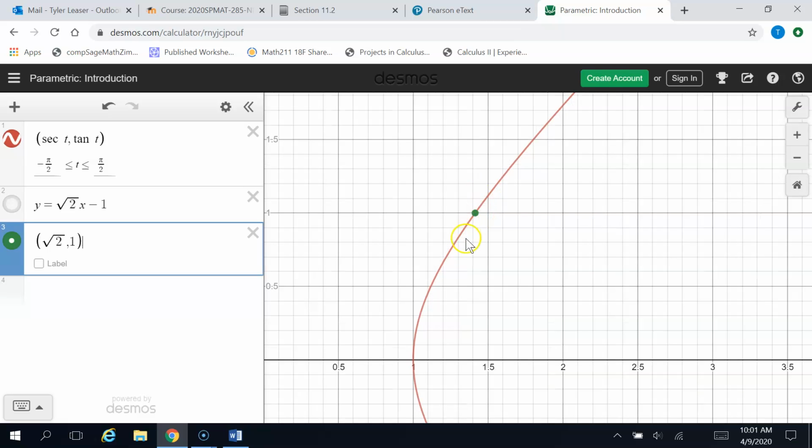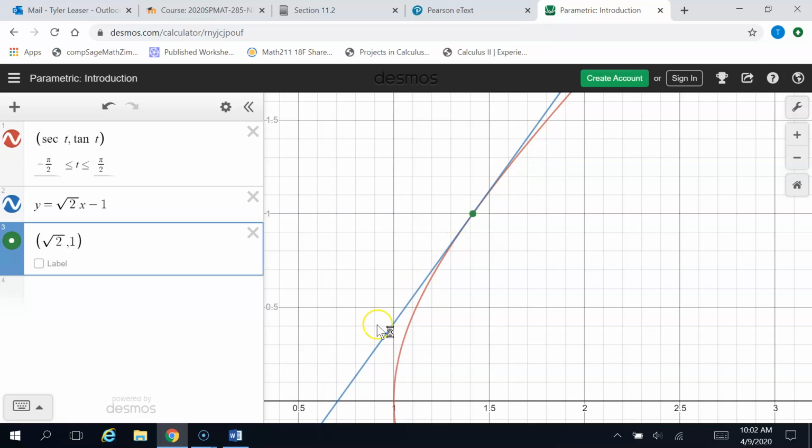And remember, we wanted a tangent to that. So a tangent to that is going to be a line that just touches that location with the same slope as the red line here. I've already written the equation here, so I'm just going to go ahead and graph it. And there you go. So you can see that the solution that we got, y equals square root 2x minus 1, really is a tangent to the parametric curve at that location.